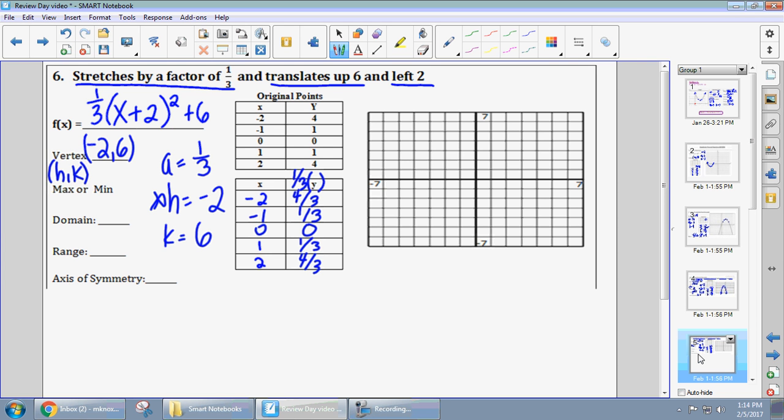Let's plot our vertex at -2, 6. And then I go back 2, and then I'm going to do 4/3, so it's going to be somewhere up here. When I go back 1, I'm only going up 1/3, so it's going to be very close. And then when I go forward, I want to go up 1/3, 4/3. So it's going to look something like this.